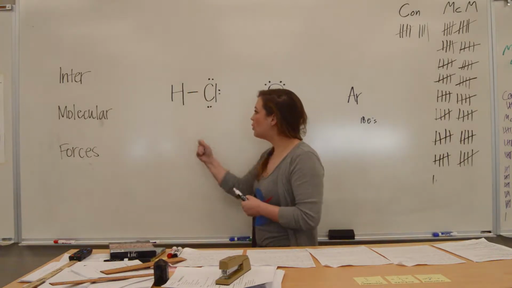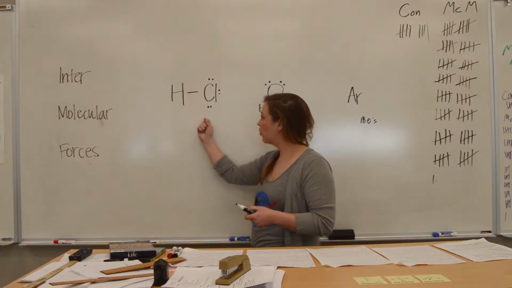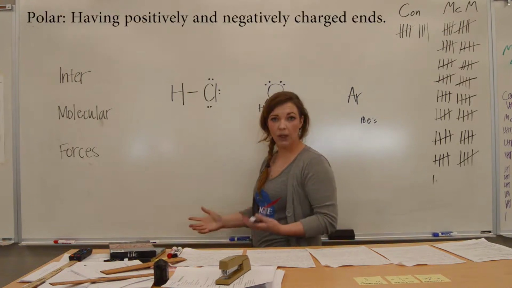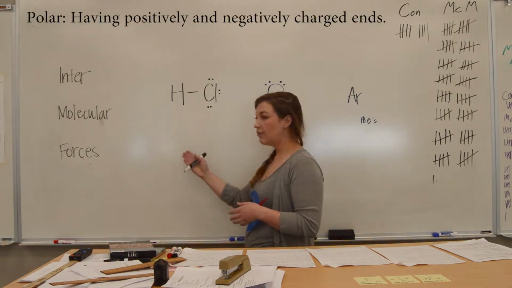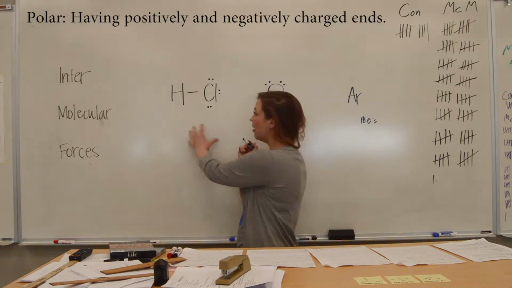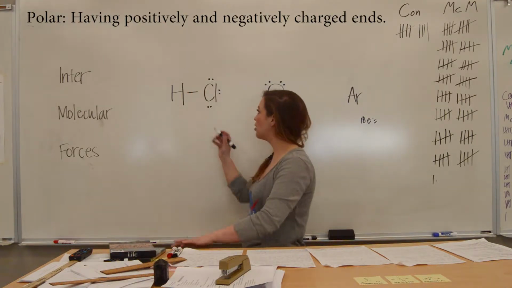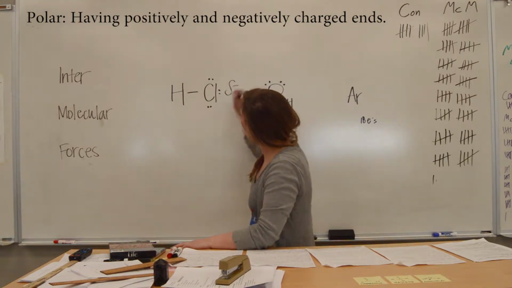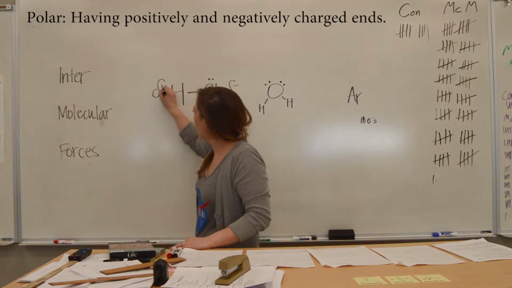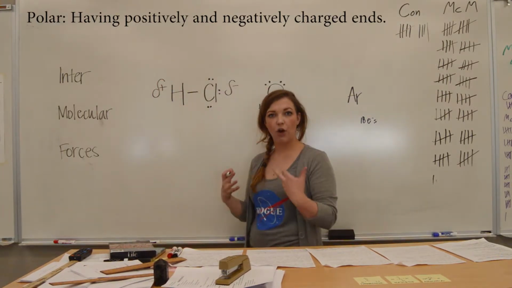All right, so let's break down the polarity of this molecule. First of all, is it polar? Well, let's look at the electronegativity difference. Chlorine is very electronegative, hydrogen not so much, so we are going to end up getting that partial negative charge over there, that partial positive charge over here.